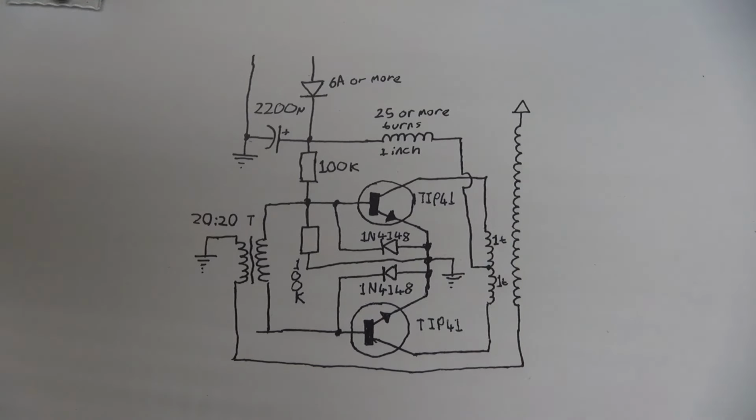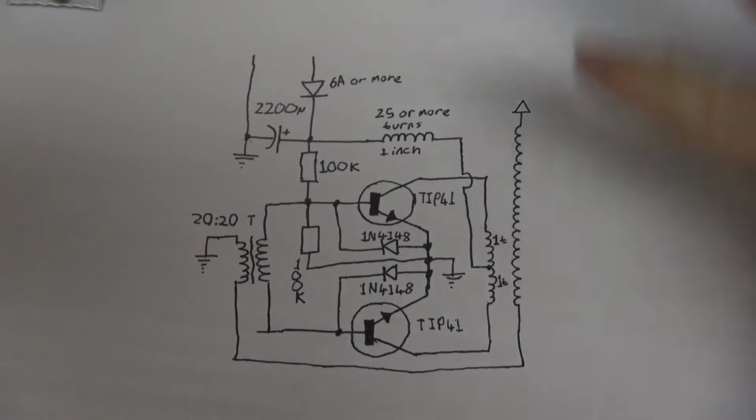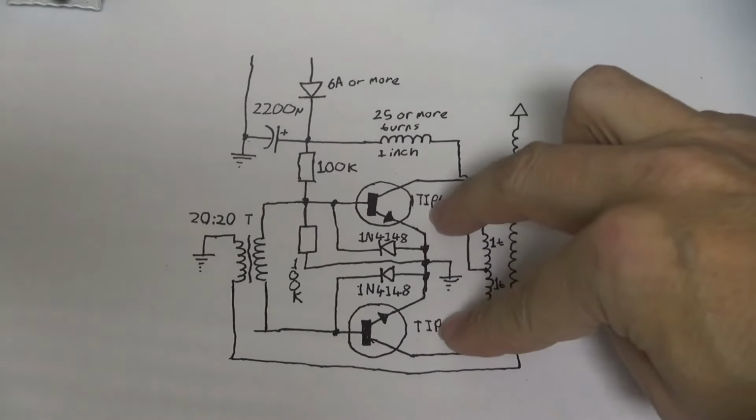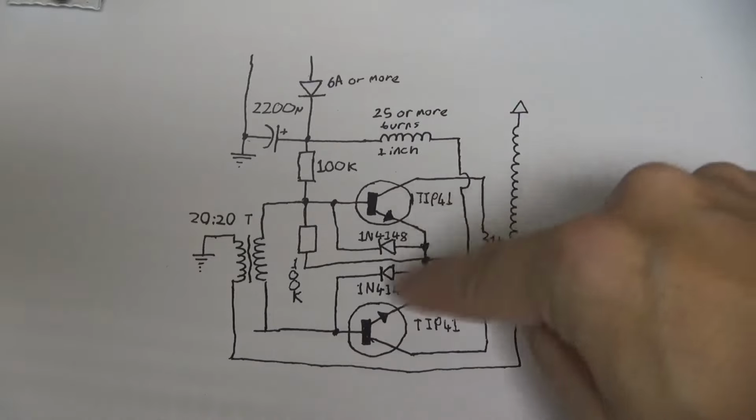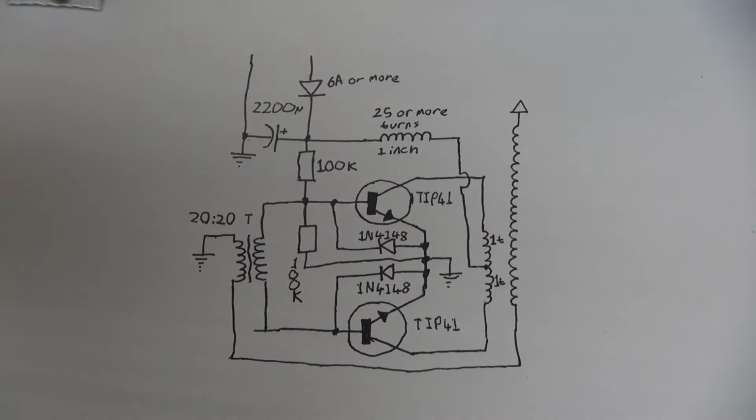Although, what I'm going to do in my circuit is replace these with MOSFETs. And I'm going to go with the back-to-back Zener diodes between the drain and the source. But anyway, that's the description of the circuit, and I'm now going to get on and build it.